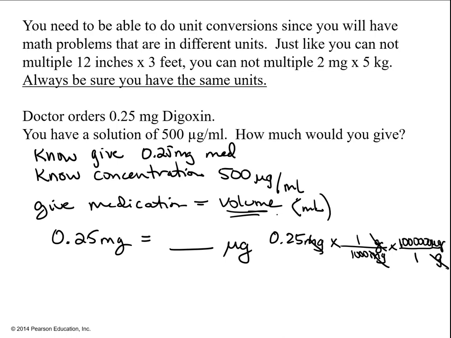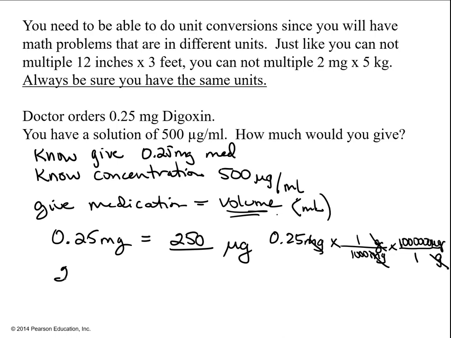So I'm going to take and multiply 0.25 times a million divided by 1,000. Everything across the top, 0.25 times a million, and then divide by anything in the bottom, so divide it by 1,000, and you get 250. Did everybody get 250? Okay, so now my masses, micrograms and micrograms, are the same.